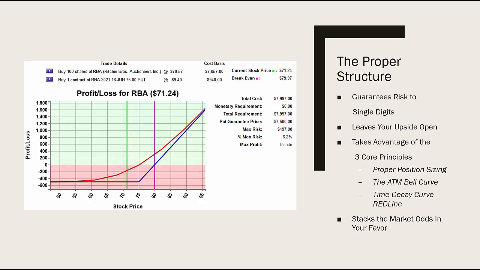The proper position size, taking advantage of the at the money bell curve, not just for the proper structure, but for the income methods that come after the initial setup. And of course, the time decay curve, or what we call the red line. And this proper structure stacks the market odds in your favor.